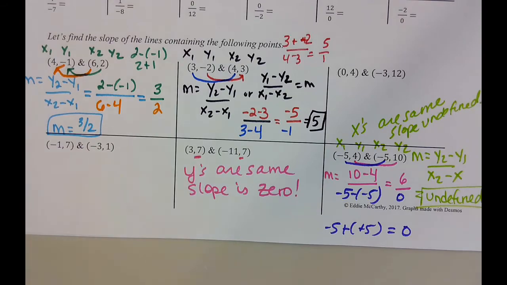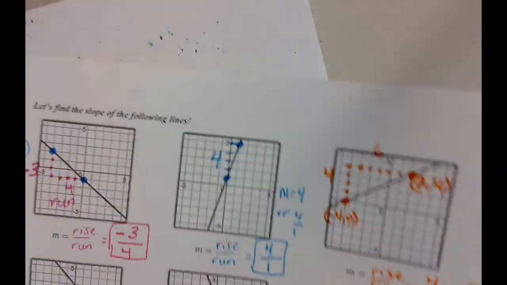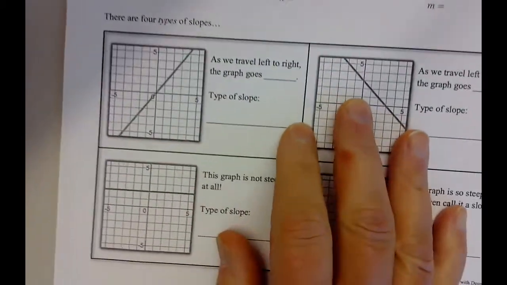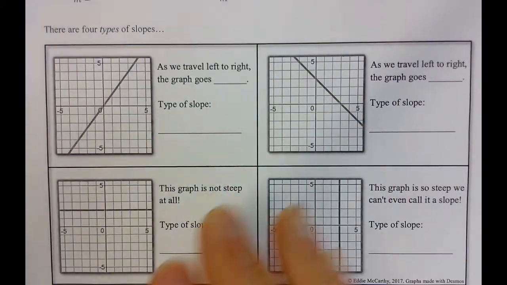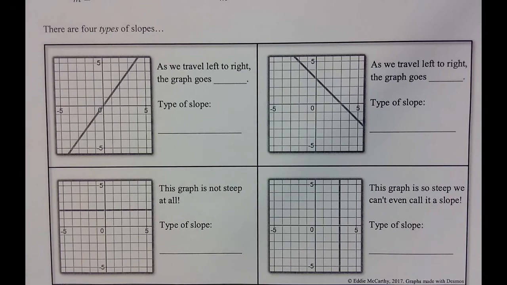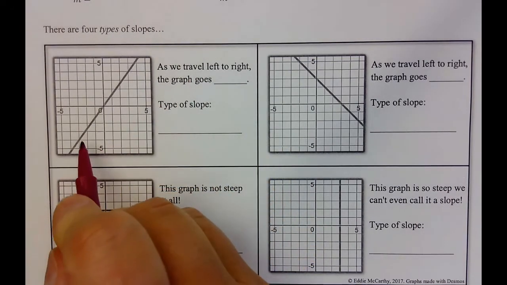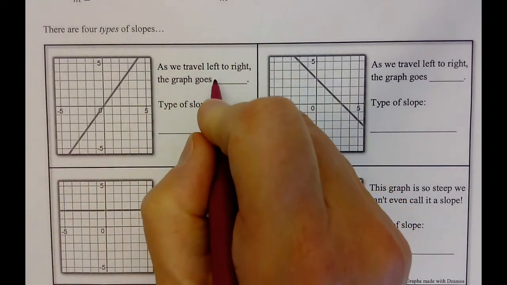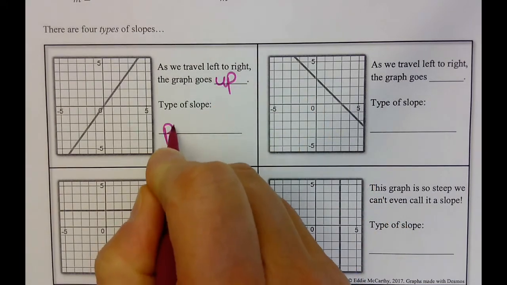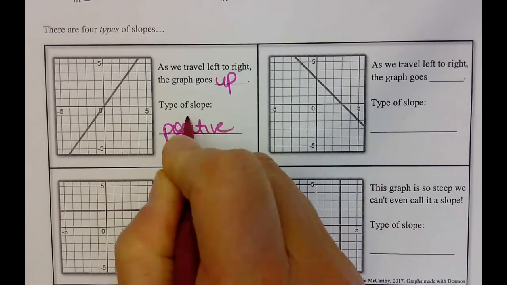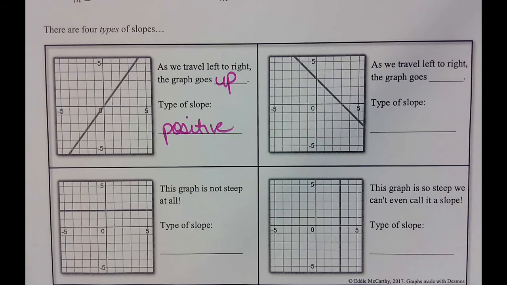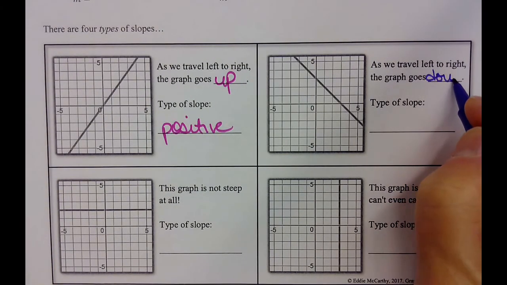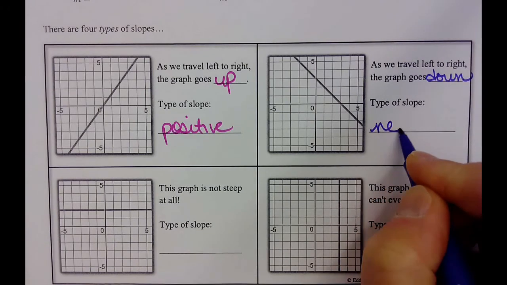Last thing I want to show you real quick, and I know I said we were going to do one video and I lied, sorry. Sometimes I forget how much we have to do for slope. Remember positive and negatives. Let's do this again. As we travel left to right, the graph goes up, so the slope is positive. As we go from left to right, the slope goes down, so my slope is negative.